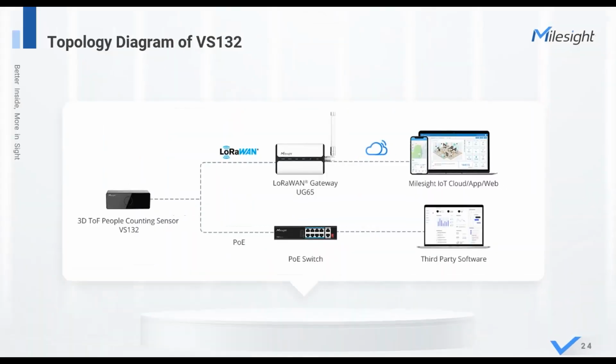And then, this is the topology diagram of VS132, our people counting sensor. It has up to 99.5% accuracy based on advanced 3D time-of-flight technology. It can integrate not only with our gateways and embedded network server, but also with third-party solutions. It has different powering options such as DC or PoE power supply.